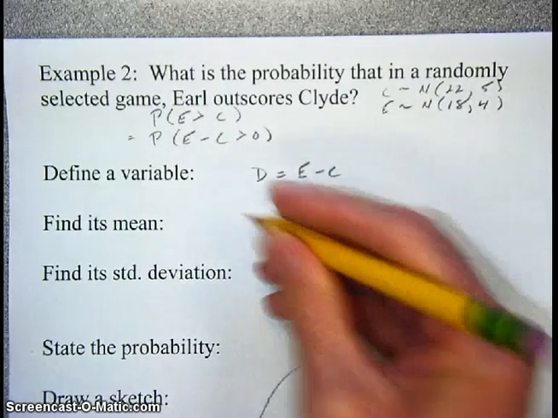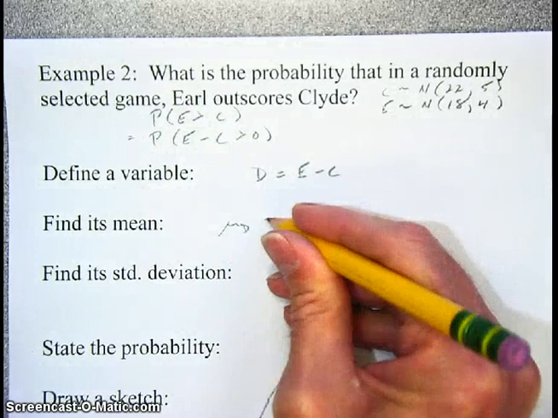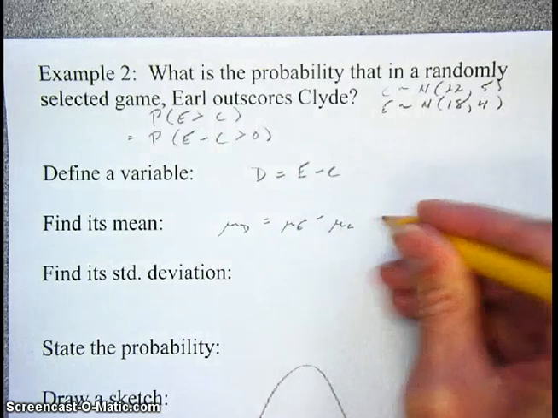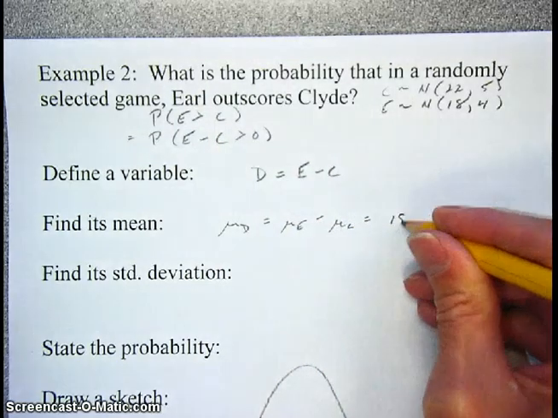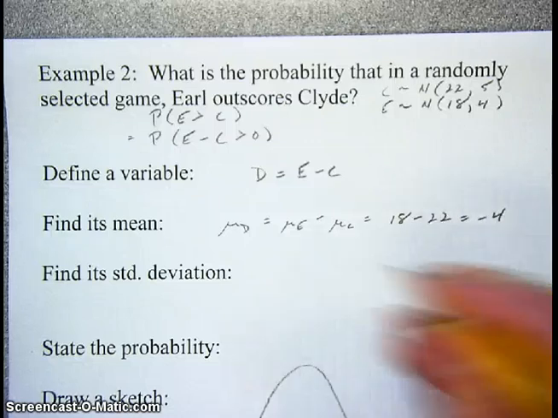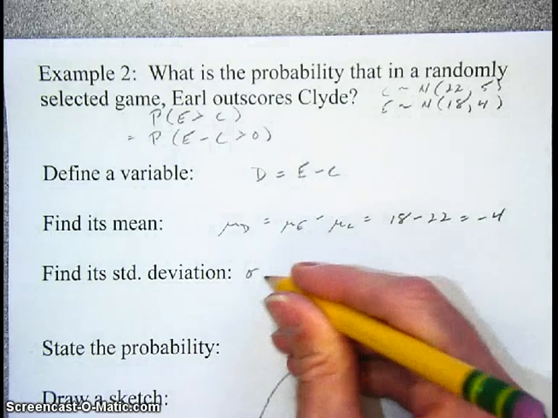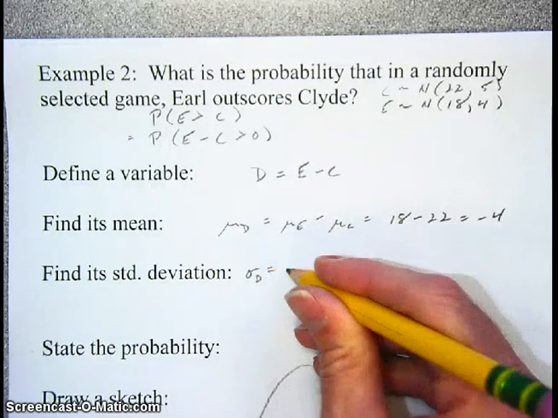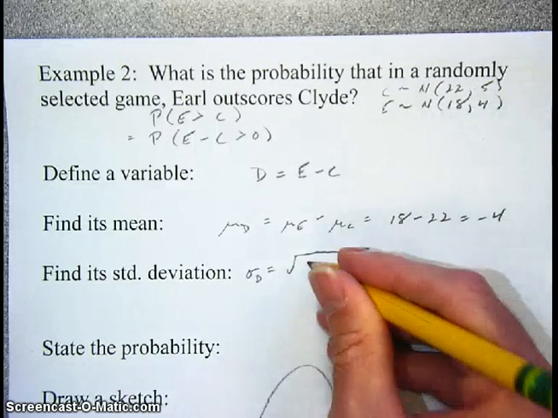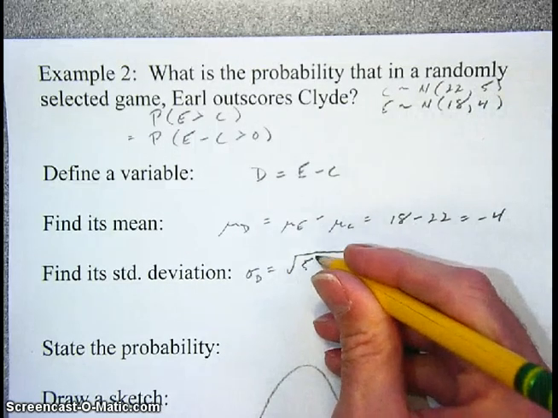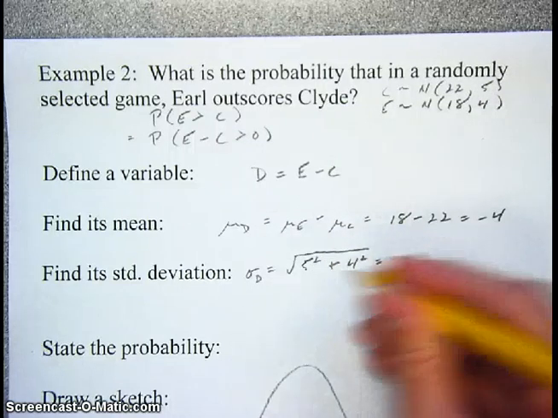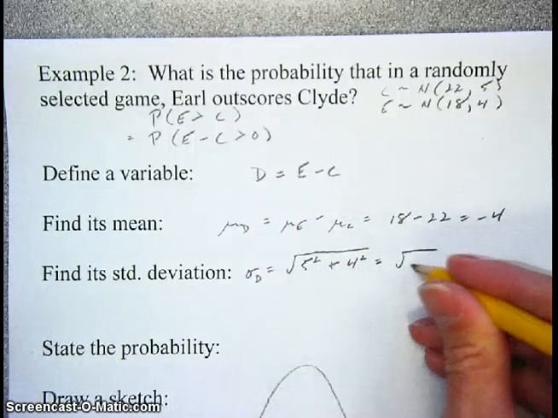And the mean of D, mu D, is just the mean of E minus the mean of C, and that's going to be 18 minus 22, which is negative 4. The standard deviation of D is the square root of the sum of the variances. We have the variance of C is 5 squared, the variance of E is 4 squared. That's 25 plus 16, or 41.